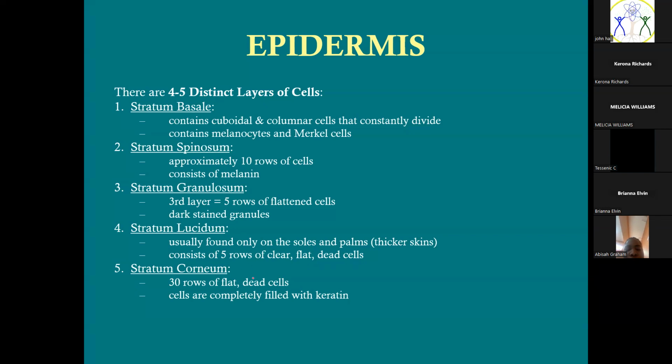Now, the last row, this is the outermost row, is going to be the stratum corneum. And if you notice, it is the thickest. 30 rows of flat, dead cells, which are keratinized. They're filled with keratin. Now, obviously, if you're packing them full of keratin, and you have the thickest layer of them, this layer is primarily focused on protection, right?